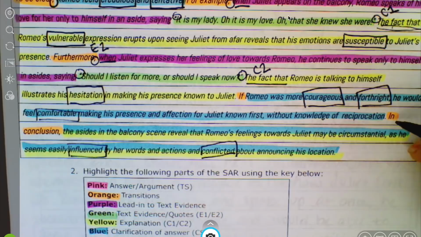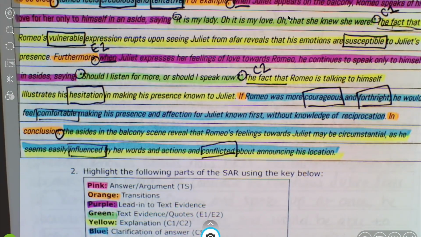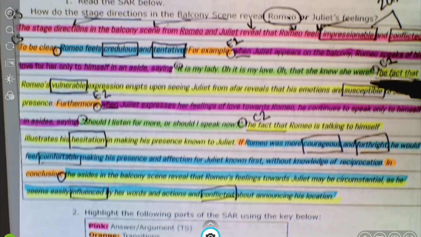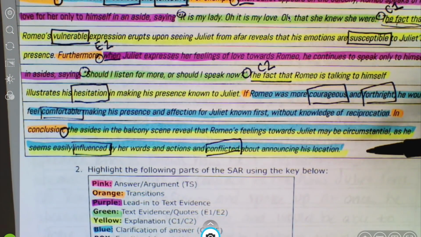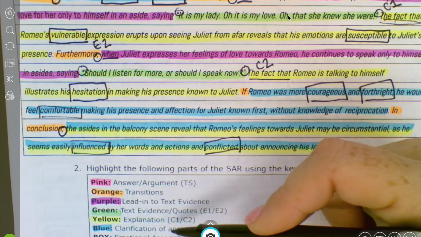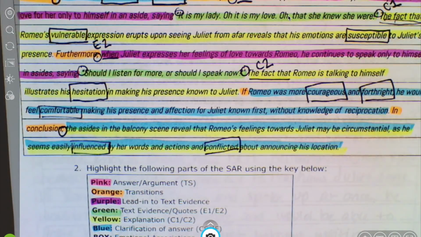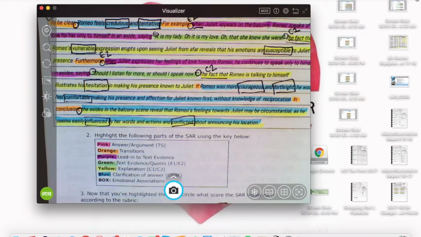Now this last sentence says, "in conclusion," again with a comma at the end, so I know that this is a transition, but this isn't following the structure of our SAR. That's okay. This sentence is also explaining our answer in the topic sentence. So if you highlighted this sentence in blue or in yellow, that is acceptable because it is an explanation or a clarification of the answer. All right? So now I'm going to switch over to the slideshow.